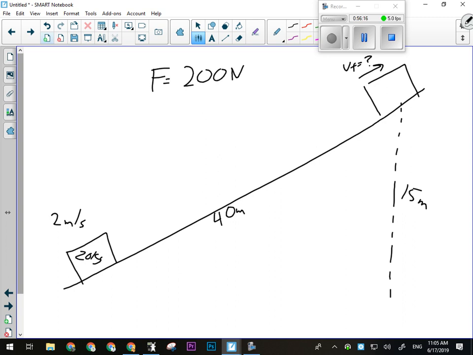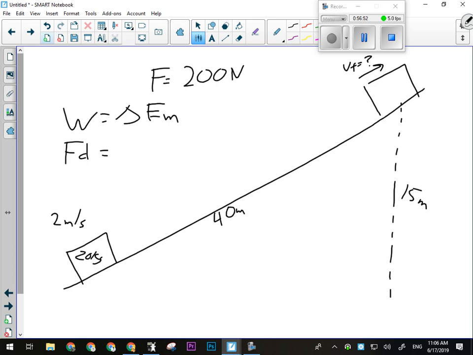So, is work being done here? Yes, because when it gets to the top of the ramp, it's got more energy than it does at the bottom. I'm exerting a force over a distance. I'm doing work. Those are the two ways that I can tell this is a work energy theorem question. So work equals the change in mechanical energy. We calculate work by multiplying force times distance, force cos theta times distance, but I don't need to worry about that. I was told the force in this direction.